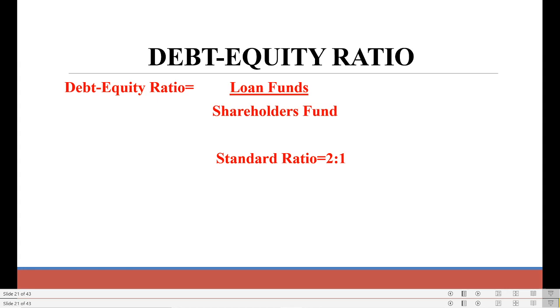So debt meaning loan funds. Whatever amount you have borrowed from outsiders, whatever loan you have taken, is the numerator, that is debt, and equity meaning owner's fund or shareholders fund, which includes preference, equity and reserves and surplus. So loan fund upon shareholders fund. But just to remember, you can remember the formula as debt upon equity. Standard ratio is 2:1. So ideally, the company should have more debt, double the debt than equity.